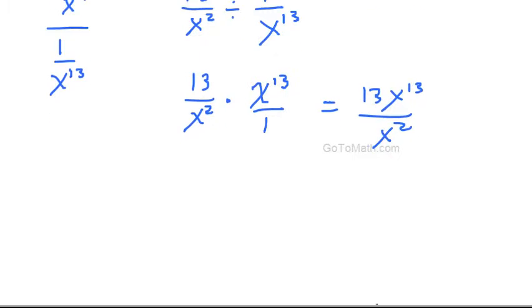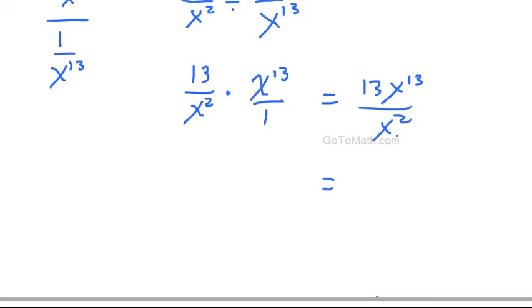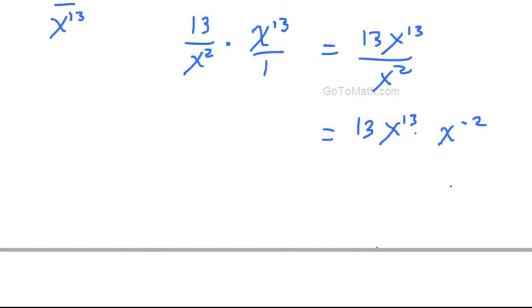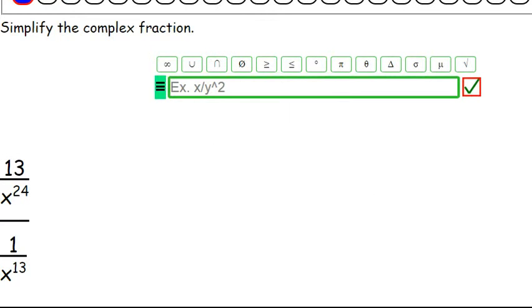Now, all that said, we need to keep simplifying. So we got 2 x's in the denominator. We have 13, so we want to subtract 2 x's up here. Now remember how we deal with this. And then we add our exponents. And we end up with x to the 11th. Is that right? X to the 11th. 13 minus 2 is 11. Okay.